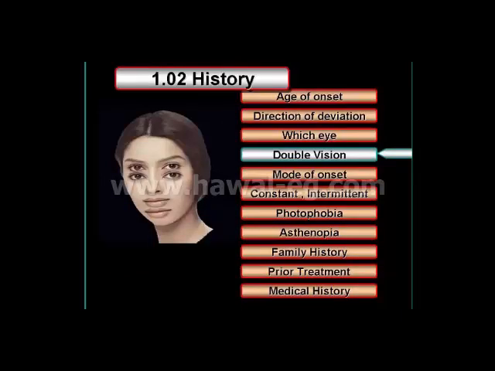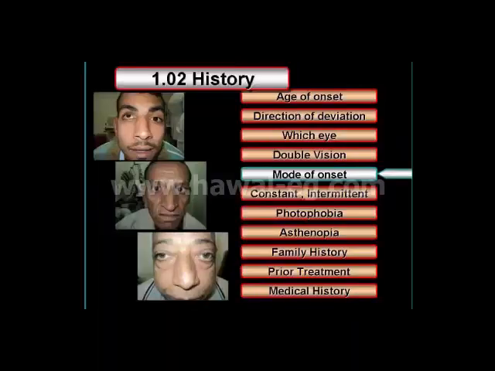Then you ask about the presence of double vision and in which gaze this double vision appears. Then you ask about the mode of onset. Is it sudden, gradual? Is there any precipitating factor? Is there a history of trauma, like the first patient here who has a history of orbital trauma?